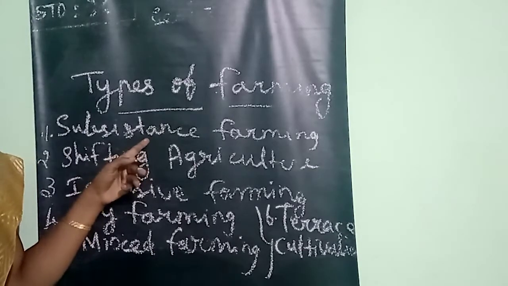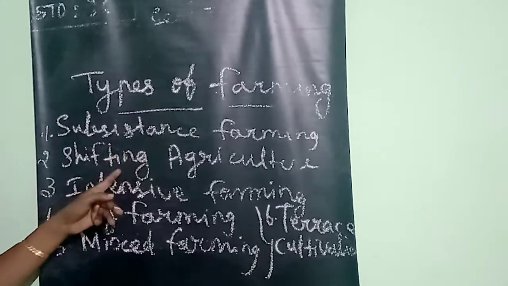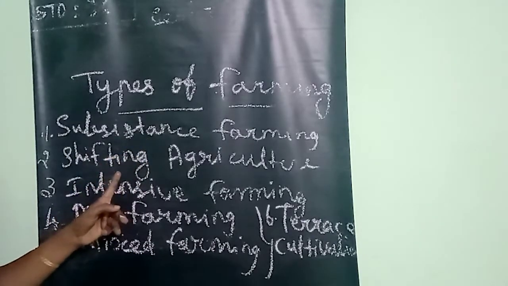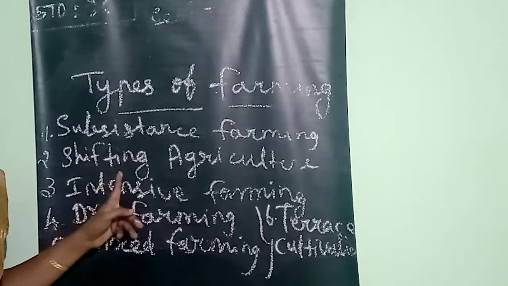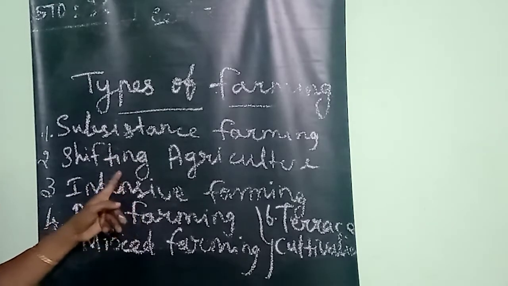For their own purposes, with the help of their family members, they cultivate the crops. Then the second one is shifting agriculture. The tribal people mostly practice this type of farming. They select some forest area, clear it, and cultivate crops for 2 or 3 years. Then they shift from there to another area.